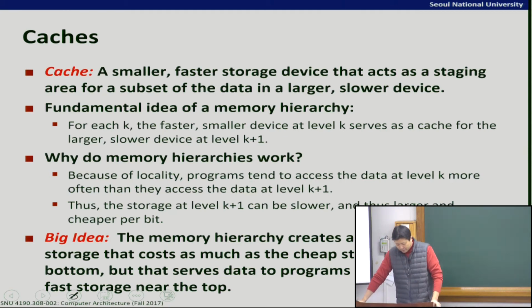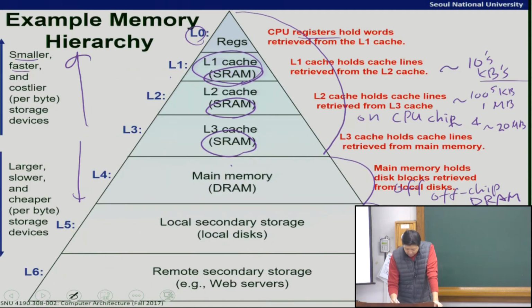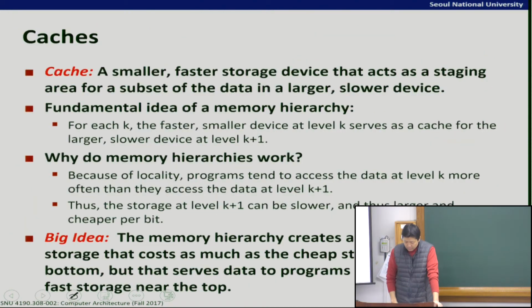So the fundamental idea of memory hierarchy, as I said: for every K, a faster, smaller device at level K serves as a cache for the larger, slower device at level K plus 1. So here this is level 0, level 1, level 2, level 3, right? The upper level serves as cache for the next lower level. That's the fundamental idea of memory hierarchy.